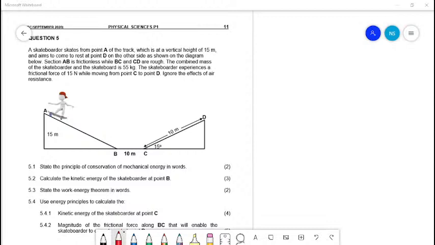Okay, now we are back with question 5, that is work, energy, and power. We're going to be looking at a question paper from, I think, the Eastern Cape. It's a trial paper, the very same paper, and we're going to be answering question 5 together.